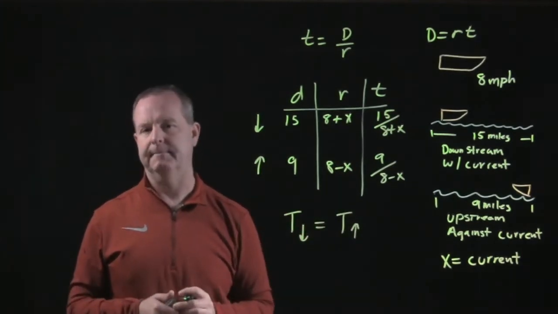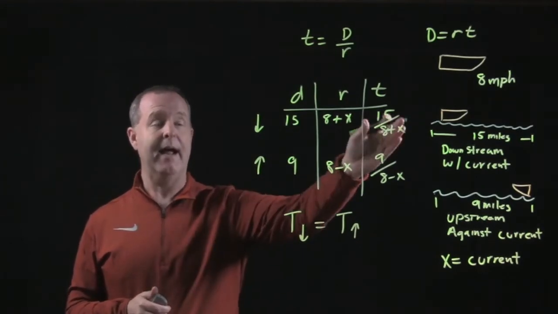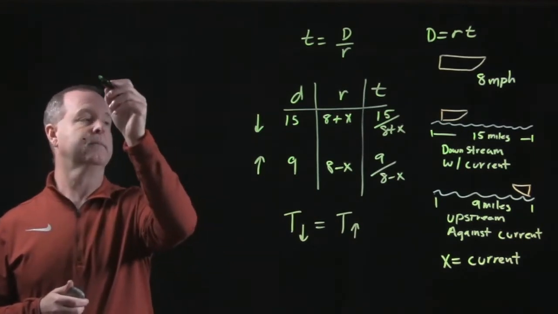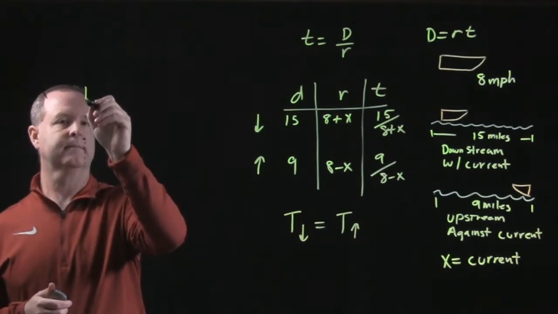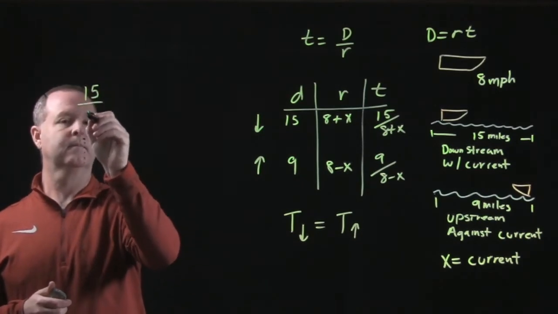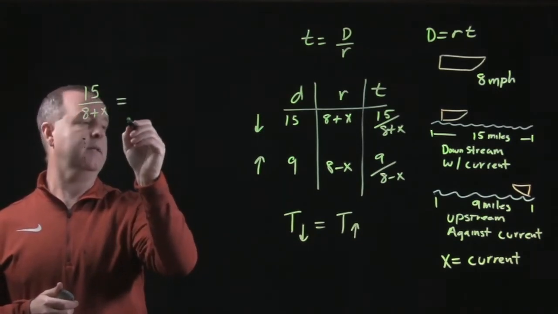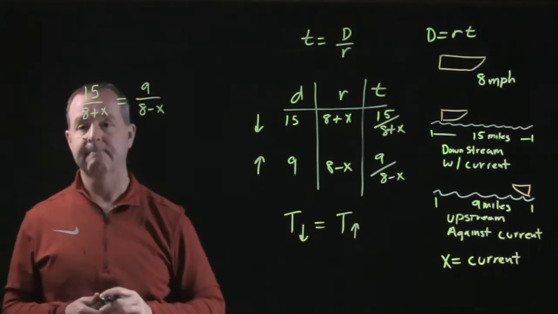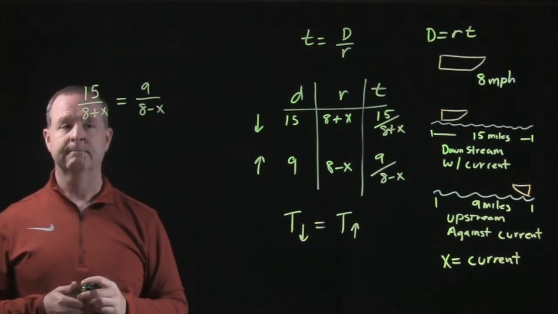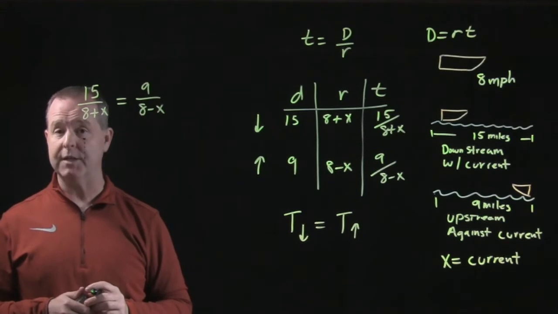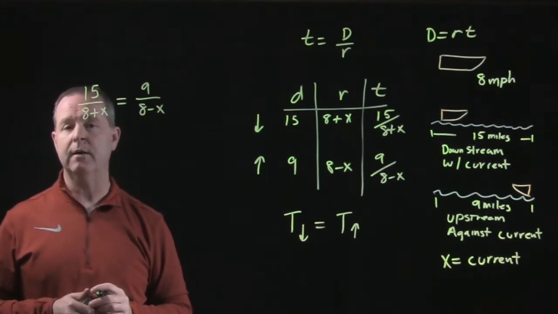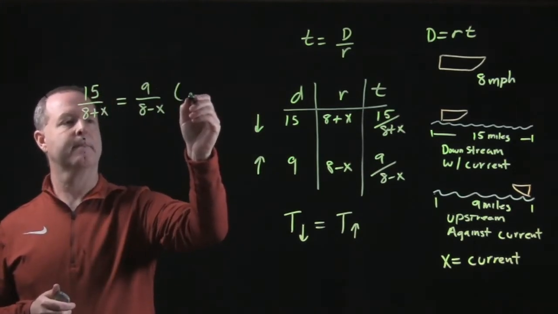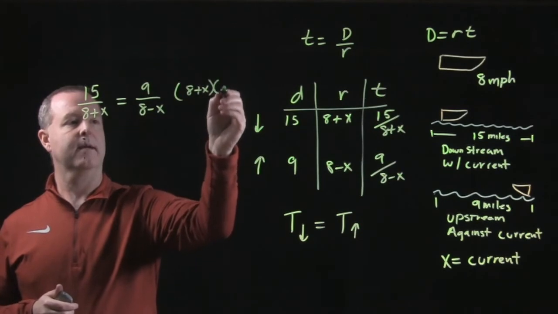So what do you think I'm going to do with that? Well, I now have time upstream and time downstream. Let's set those equal to each other. So I have 15 divided by 8 plus x equals 9 over 8 minus x. And now that's a problem that we can solve. We want to go ahead and eliminate the fractions. So what's the lowest common denominator that I can use to multiply to both sides? So I need to multiply both sides by 8 plus x and 8 minus x.